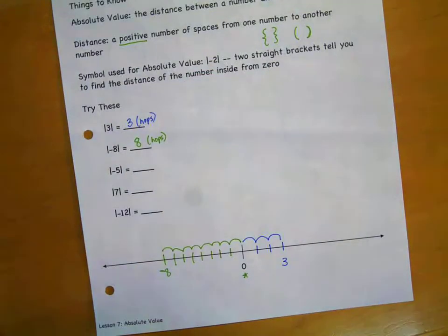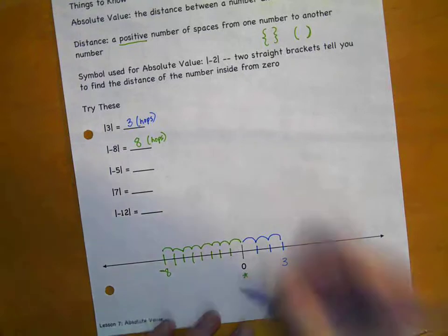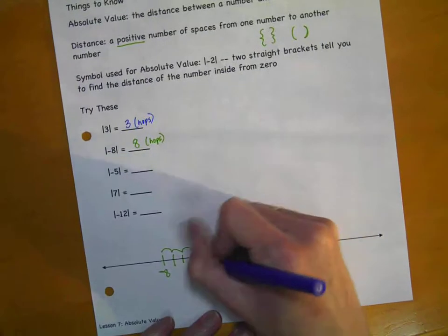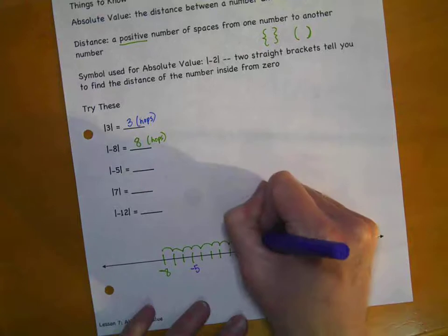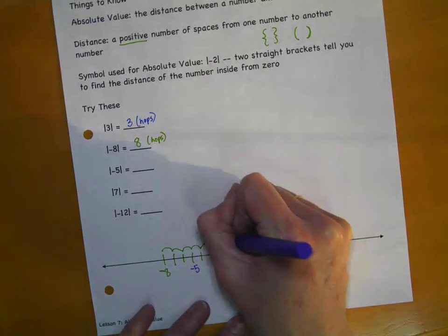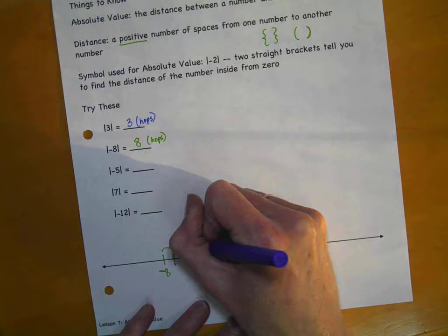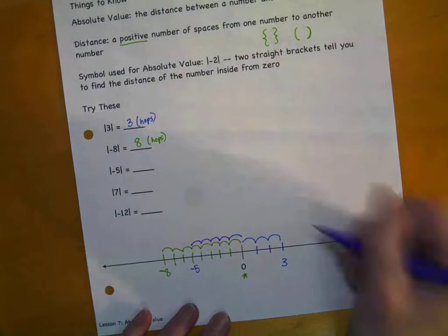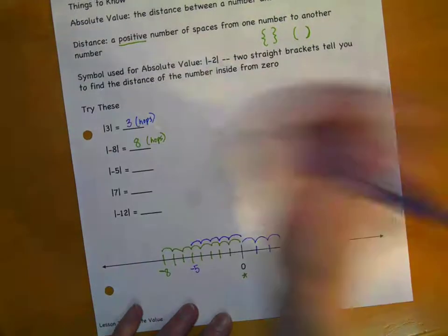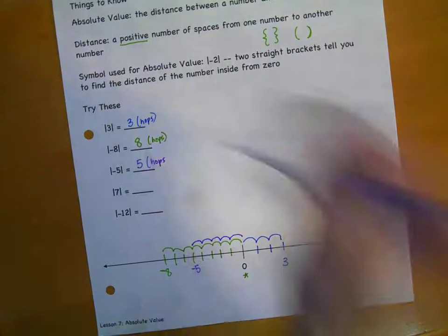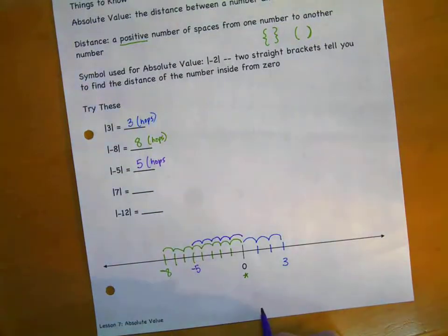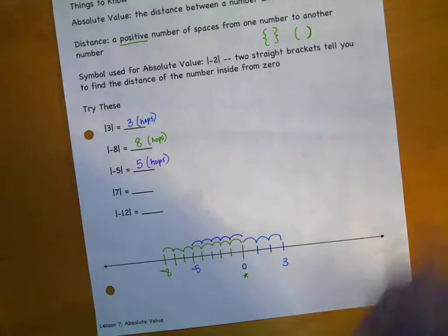Okay, awesome. So now let's try the next one. The next one says -5. So I'm going to go 1, 2, 3, 4, 5, and they're negative. And now I'm going to always start at 0 and count my hops. Ready? 1, 2, 3, 4, 5. And I went 5 hops. So the absolute value of -5 is 5 hops. Because remember, absolute value is the distance from 0. So you have to count your hops.